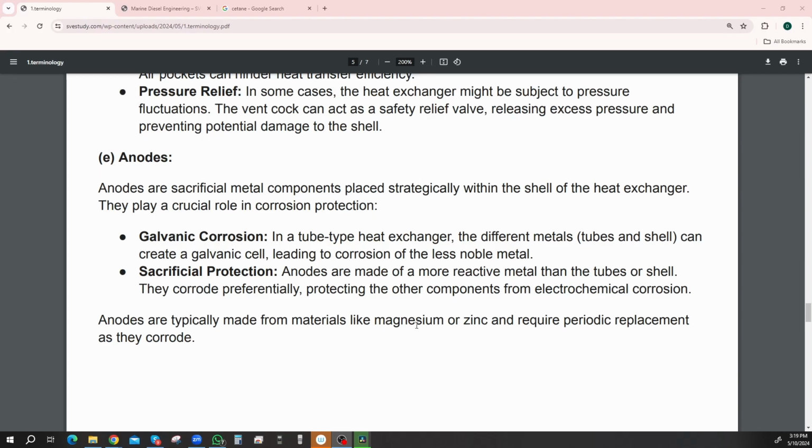Galvanic corrosion. In the tube type heat exchanger, different metals, the tubes and the shell, can create a galvanic cell. So there's different types of metal in the actual construction of the condenser, and it's easier just to prevent that rather than make the whole thing in the same type of metal. Leading to corrosion of less noble metal. Sacrificial protection: anodes are made from a more reactive metal than the tubes or the shell. They corrode, preferentially protecting the other components from electrochemical corrosion. So yeah, sacrificial anodes, the same on the outside as well as on the inside of the ships. Anodes are typically made from materials like magnesium and zinc, and require periodic replacement as they corrode.